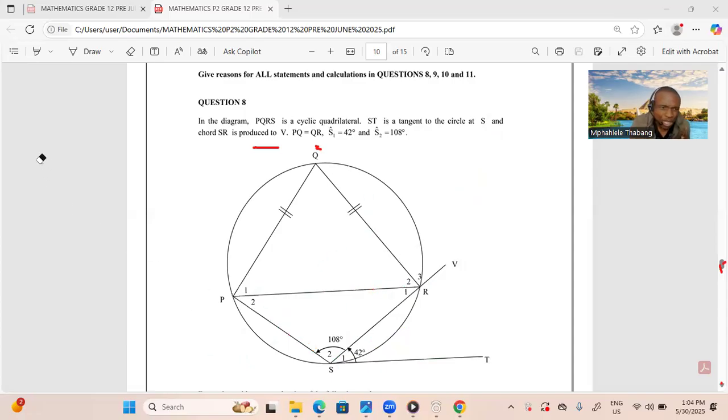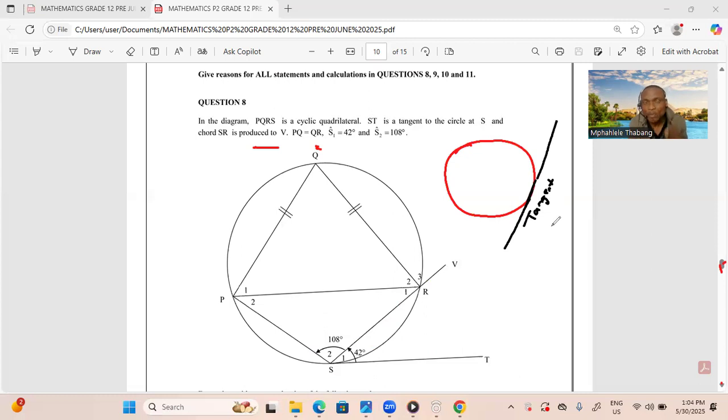Let me explain this idea of tan-chord, because most grade 12 learners struggle with it. Let's say we have a line which touches the circle at only one point. We know this line is called a tangent because it touches the circle at one point. Now we can draw a line which we call a chord. Watch carefully, this angle here is between the tangent and the chord.